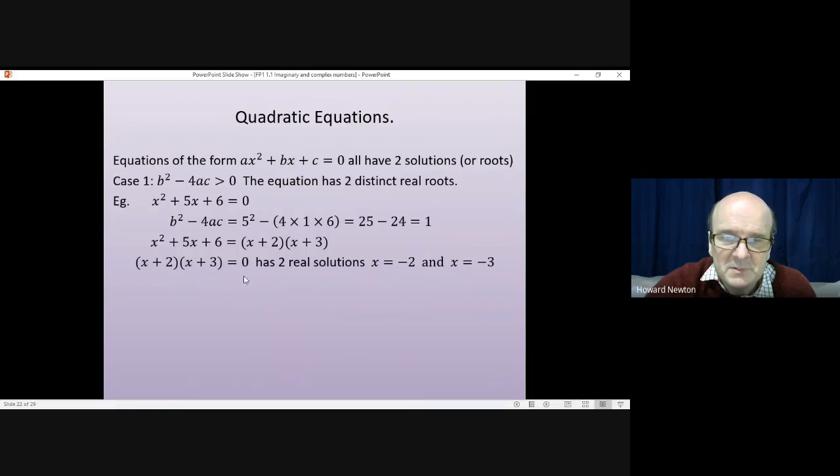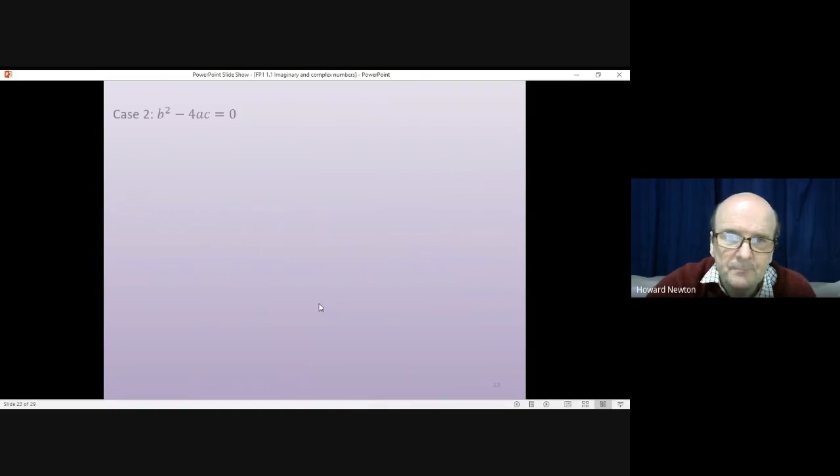X plus 2 times x plus 3 equals 0 has got 2 real solutions. The first one, x equals minus 2, if that bracket is equal to 0, and the second one, x equals minus 3, if the second bracket was equal to 0.